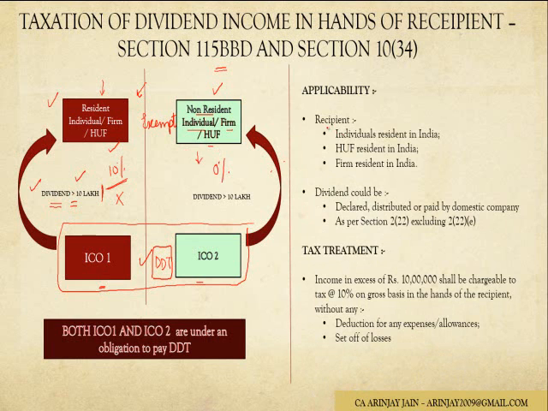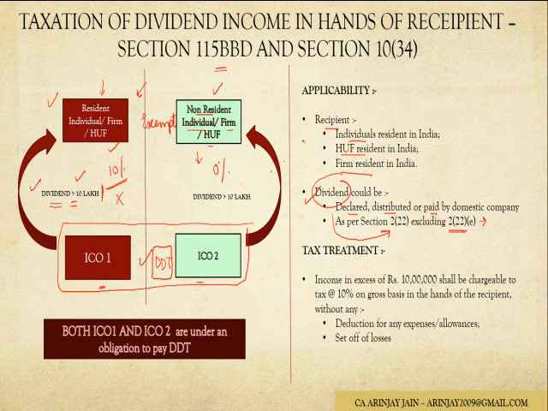So it is applicable only when the recipient is an individual resident in India, an HUF resident in India, or a firm resident in India. The dividend which we are talking about could be declared, distributed, or paid by a domestic company. When you talk about the meaning of the term dividend, you have to look at section 2(22), but section 2(22)(e), which is loan or an advance which is treated as dividend, is excluded from the purview of this.